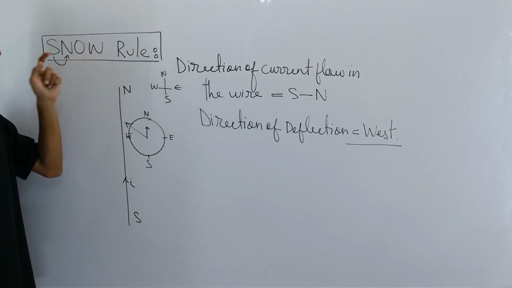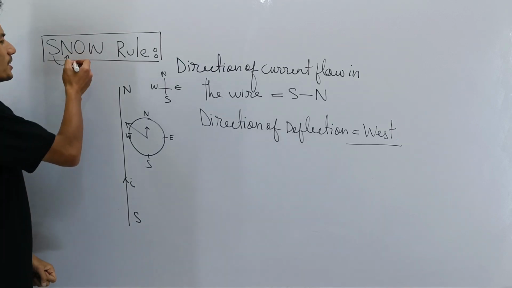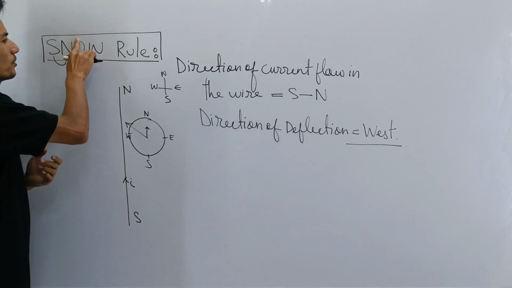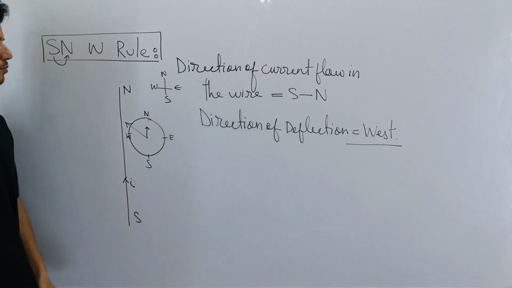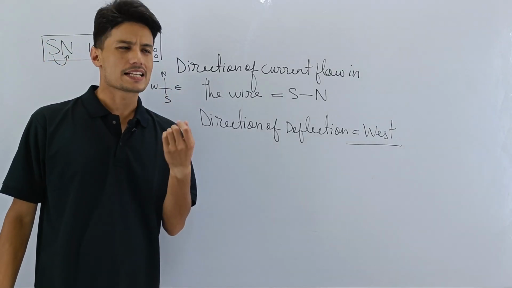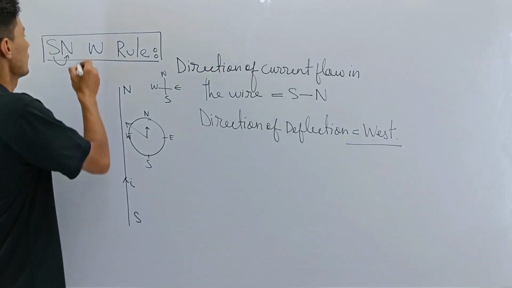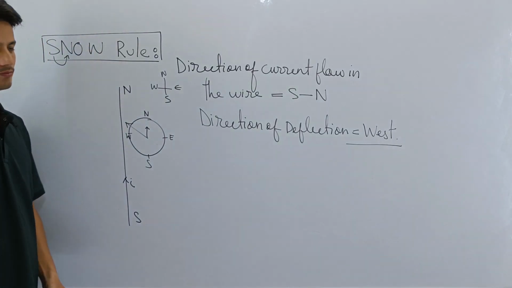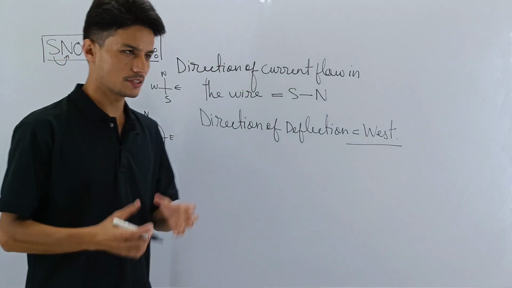Okay, so what is the role of the O? I don't know. It's there because if it is not there, then it will be S and W, and it will be difficult for anybody to remember. It's not the S and W rule. So to make it easier, let's just put an O and make it SNOW, so that we don't forget.